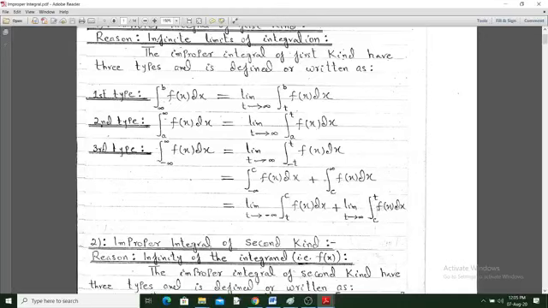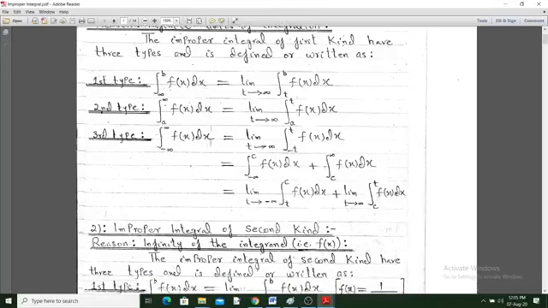Evaluate both integrals, and if both are convergent, then this third type is convergent. If any one of these integrals is divergent, then this third type of improper integral is also divergent. So these are the ways of computing improper integrals of the first kind.